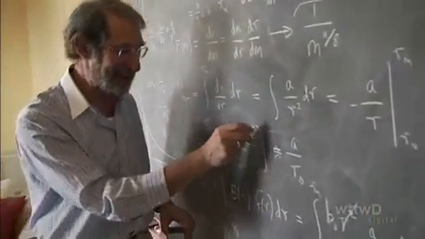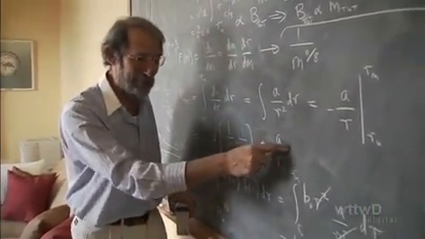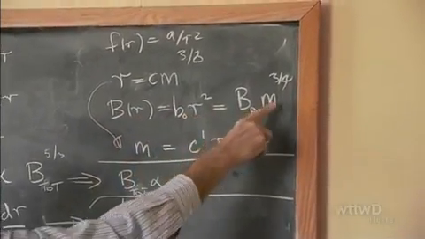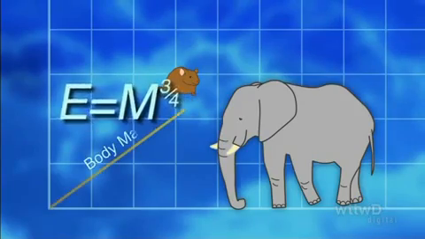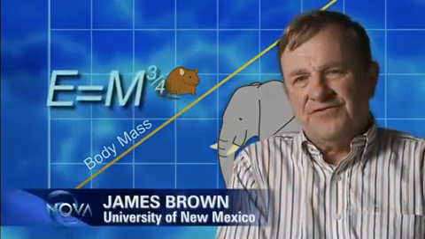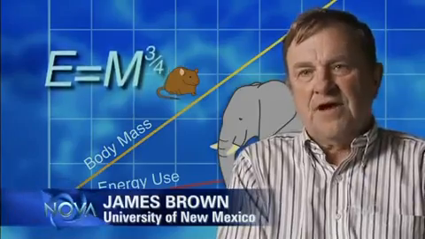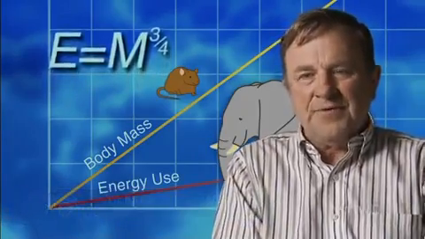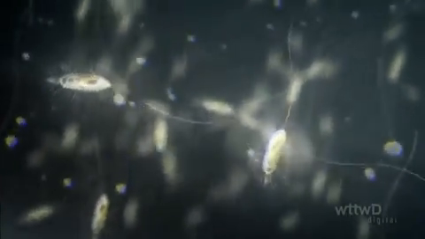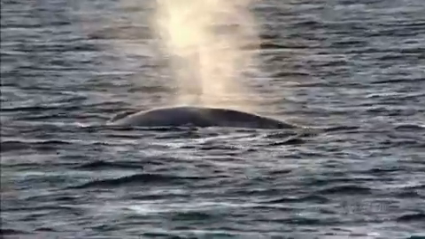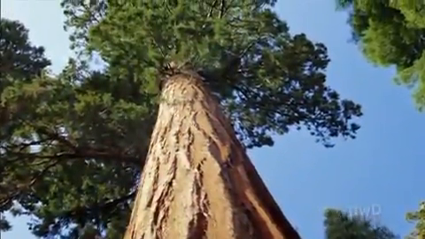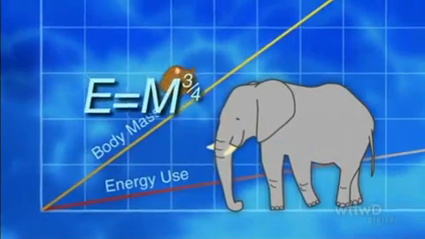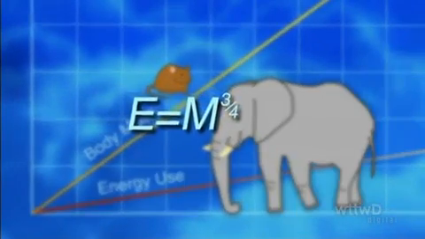And even more amazing is the fact that this relationship between the mass and energy use of any living thing is governed by a strict mathematical formula. So far as we know, that law is universal, or almost universal, across all of life. So it operates from the tiniest bacteria to whales and sequoia trees. But even though this law had been discovered back in the 1930s, no one had been able to explain it.